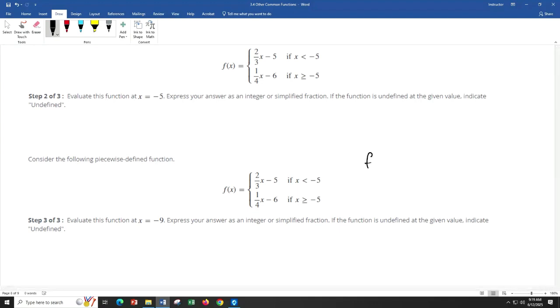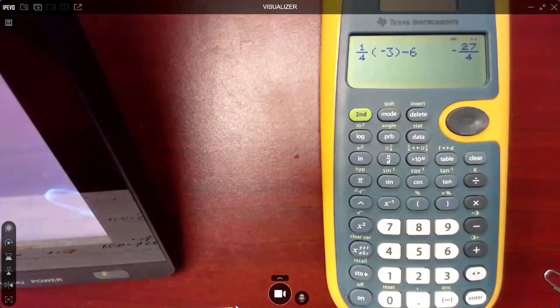Come in here, I'm gonna have f of -5 is going to equal 1/4 once again times -5 all over 1 minus 6. You can do the math to that, but you should have got -41/6. Want to check it? Always check. Like I said, my math can be wrong sometimes. You always check my math.